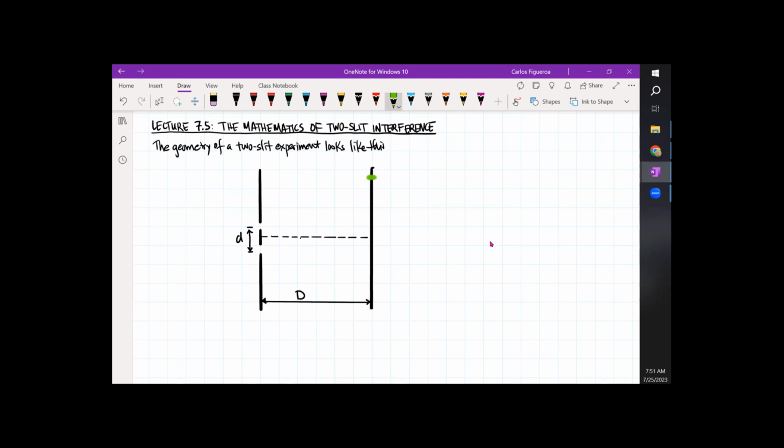And then what we're seeing here is that we have two rays or two waves. One wave is coming from, let's say, slit number one. Okay, so this is slit number one or ray number one. And then I'm going to have a second one that's going to come from slit number two.